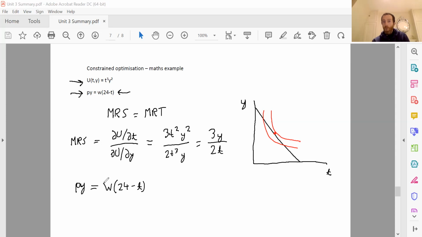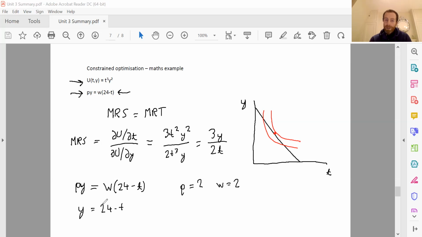So what we need to do is a couple of things. First, we can't get any further without knowing the price and the wage. And so what we're going to say is that the price is equal to 2 and that the wage is equal to 2. And that's actually going to mean that this just becomes y equals 24 minus t, because the p and w are the same, so we can just cancel them out.